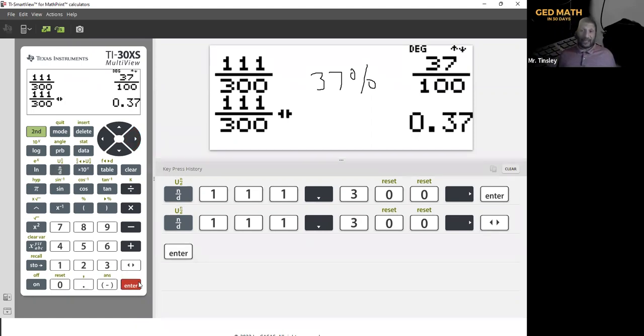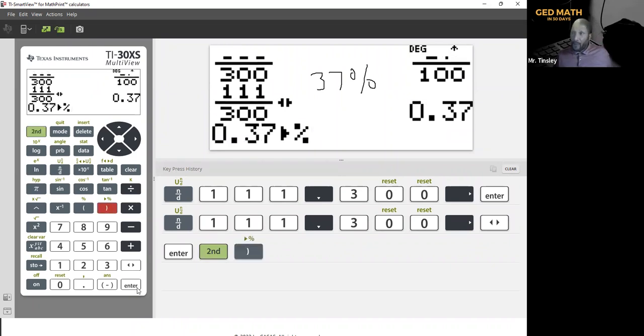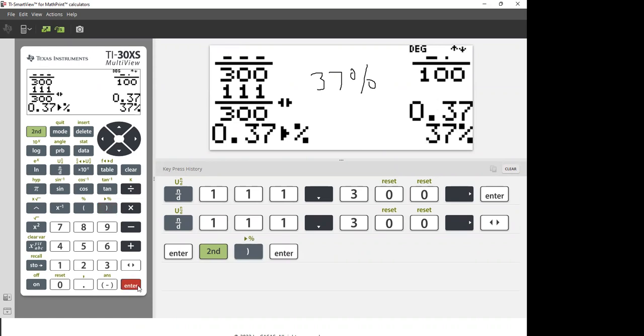There's the decimal. To change to a percent, I hit second, and I hit this right above the right parenthesis, convert to a percentage. Okay, 37%. Got to know the basics of the calculator. You have to take time out, I would say a week to 2 weeks, to make sure you know how to do the things on this calculator, especially the basics. Fraction to decimal, percent to decimal, percents, all that you should know how to do. That should be easy.